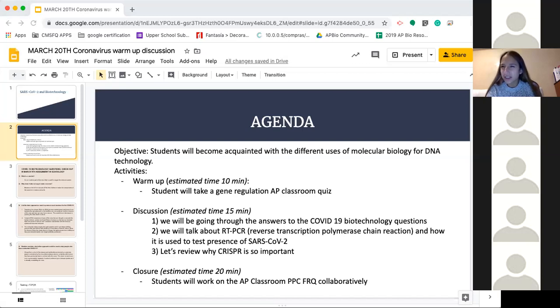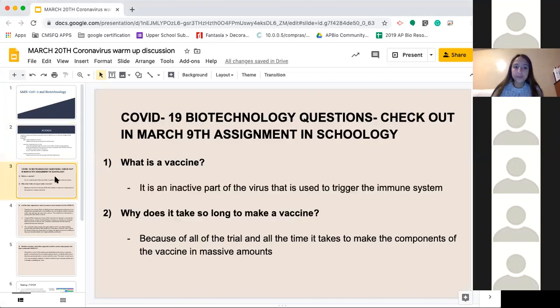And we're gonna think about whether it could potentially be used. And we're gonna think about how it's actually used today to test whether you have SARS-CoV-2. So it is the biotechnology that is used in the test kits to see if you have this virus. And we're gonna review then why CRISPR is so important. So, okay, let's first talk about what is a vaccine. A vaccine can be any inactive part of the virus.